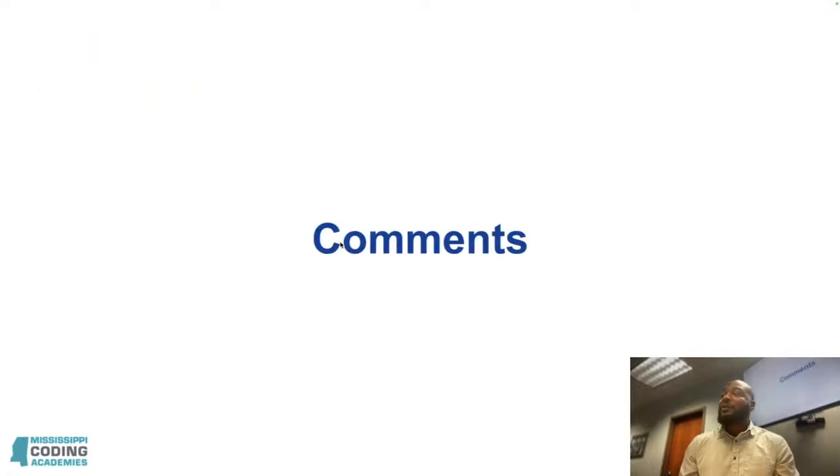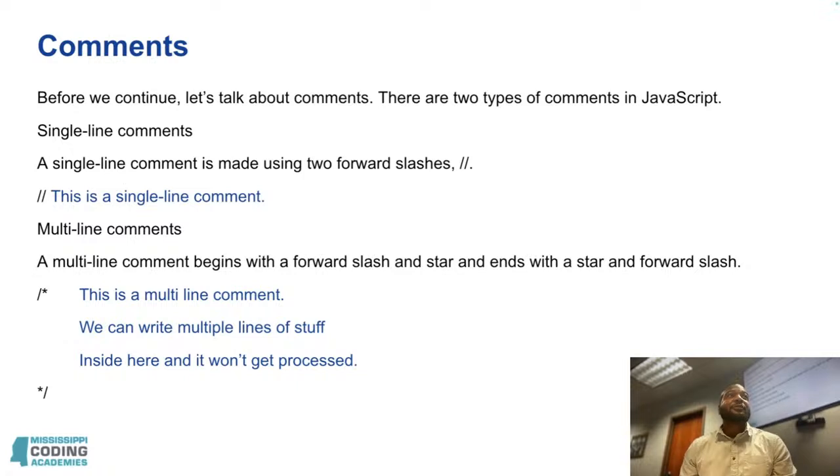And real quick, I want to talk about comments in this video. So we have two types of comments in JavaScript. We have what are called single line comments, and we've seen those. A single line comment is made by using 2 forward slashes, like so. And see, here's an example. This is a single line comment.